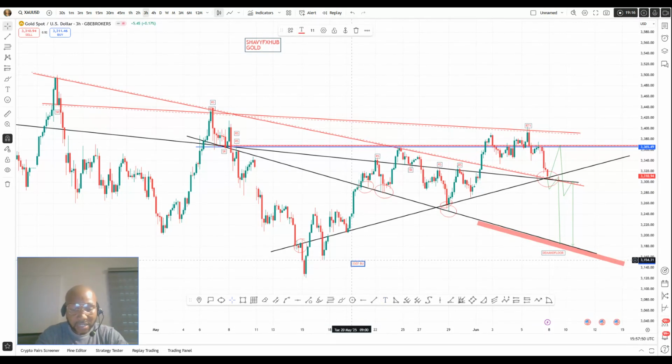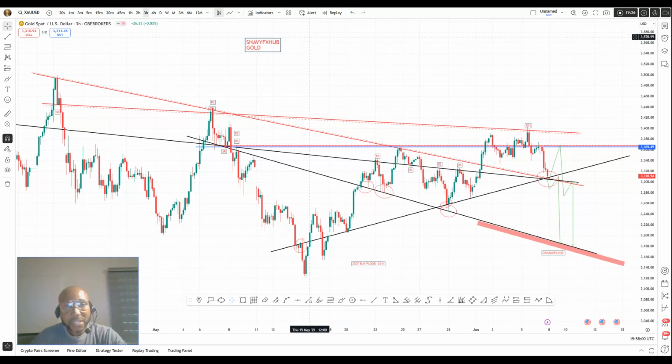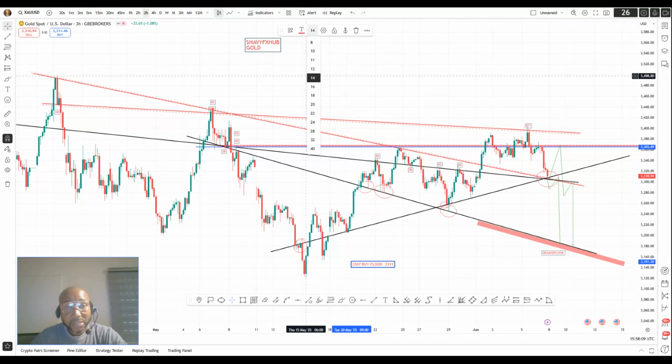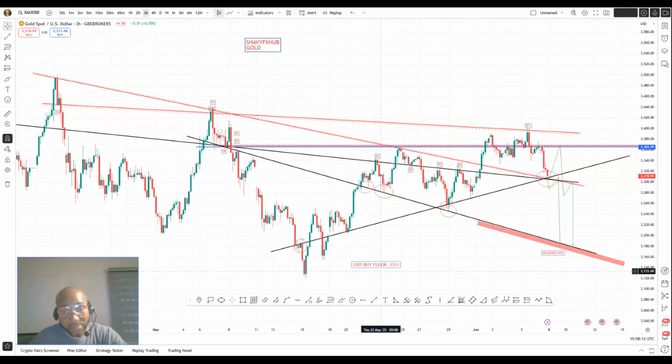So I think 3,307 buy floor. It might even go into 3,311. So those zones could provide you with a buy idea. So let's see how the market opens. Sometimes the market can open in a gap. So if it opens in a gap and you're not holding at those levels, that means you got yourself into trouble. So this is what I have for XAU USD as the week opens.